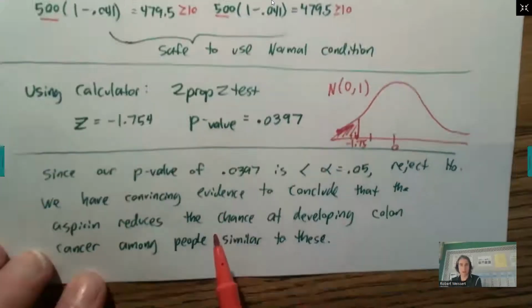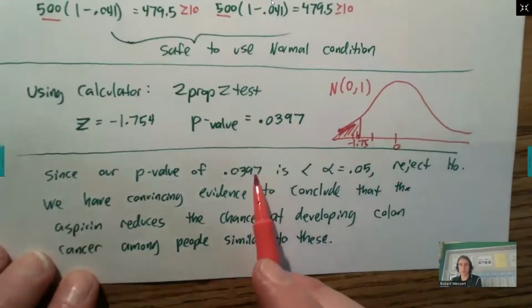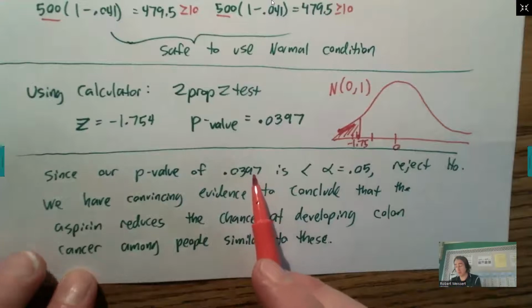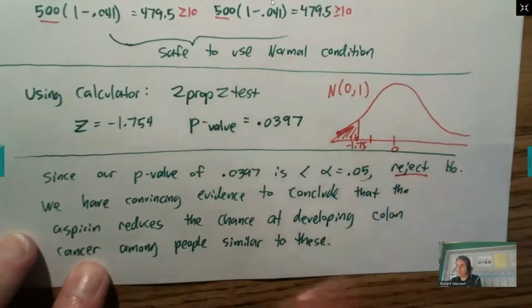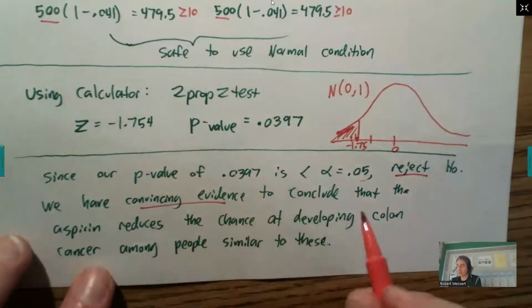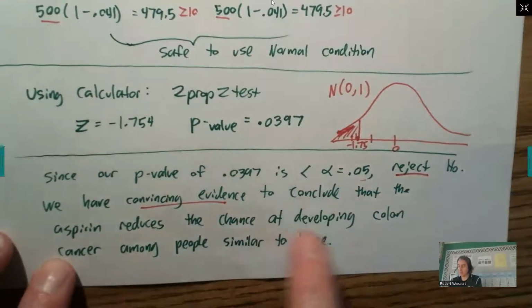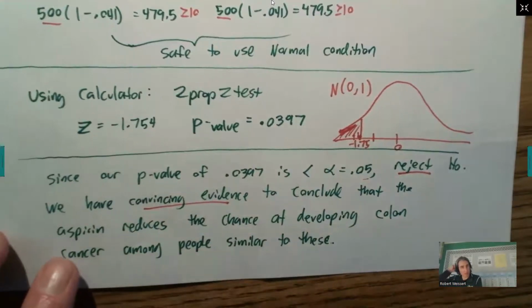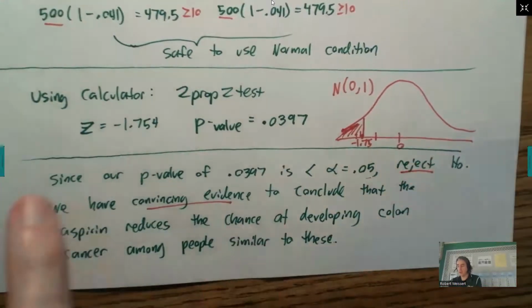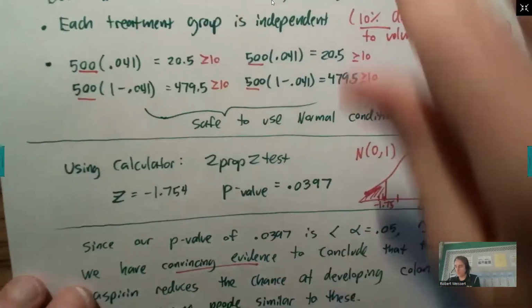So let's finalize this. Since our p-value of 0.0397 is less than our alpha, we're going to reject. We have convincing evidence to conclude that the aspirin does reduce the chance of developing colon cancer among people similar to these. And so we've conducted our test. We got a small p-value. We've linked it to alpha. You've done our conclude part. So that is this problem here.